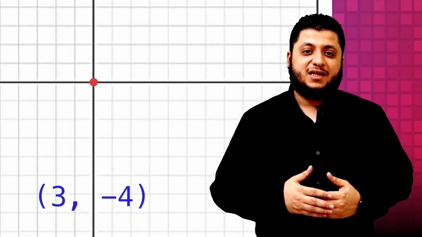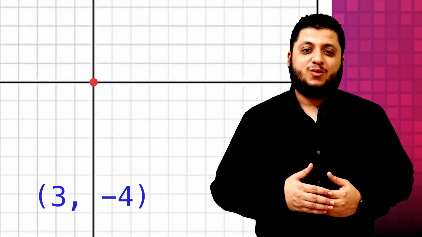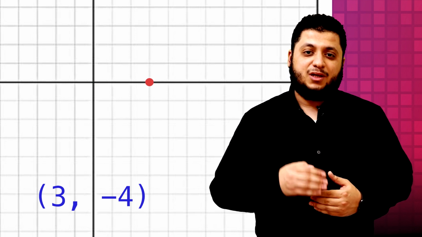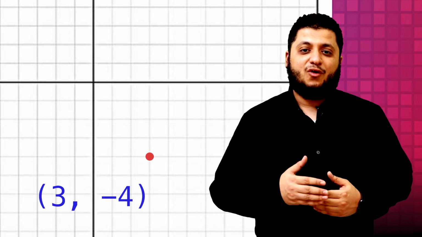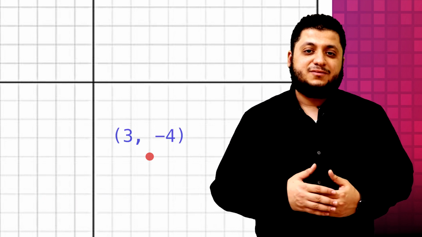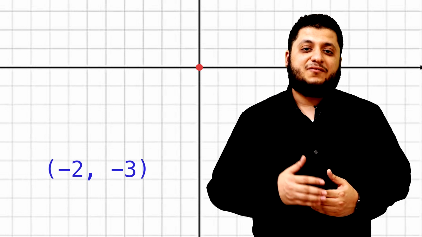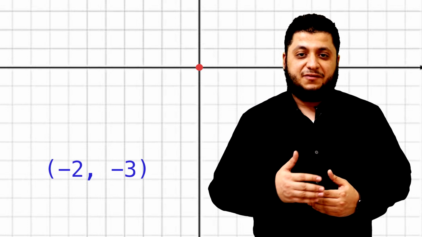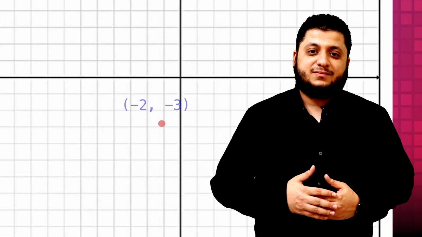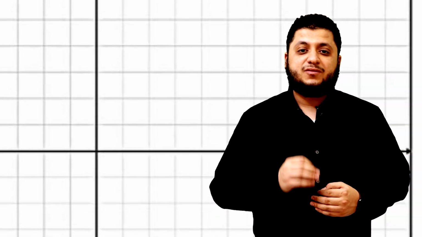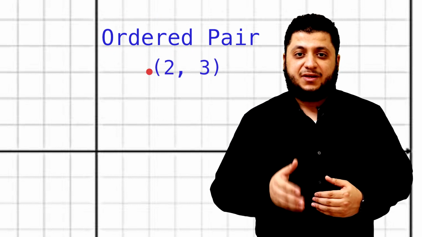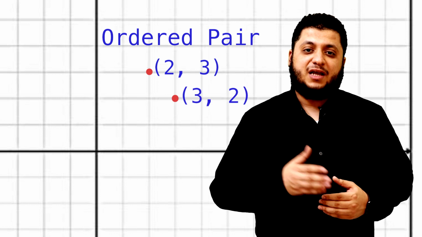The point 3 and negative 4. X is positive, so you will go in x 3 units to the right. Then you will go down in y because of the negative sign 4 units. So this is the point 3 and negative 4. Negative 2 and negative 3. You have negative 2 in x, it means you will go left in x 2 units. Then you will go down in y 3 units. And we name these points ordered pairs because the order is very important, as the point 2 and 3 is not equal to the point 3 and 2.